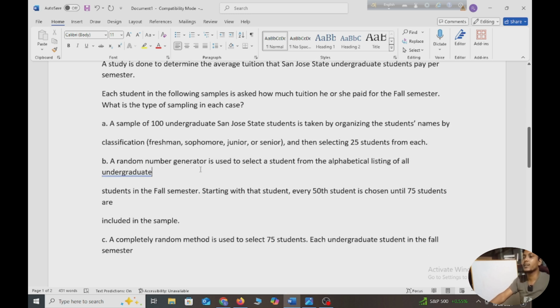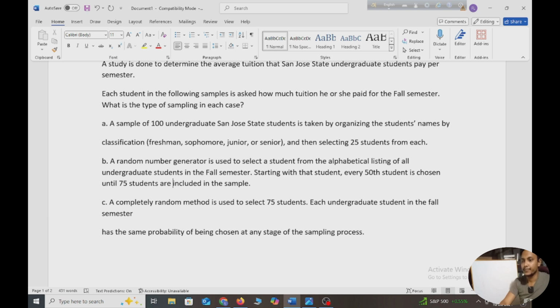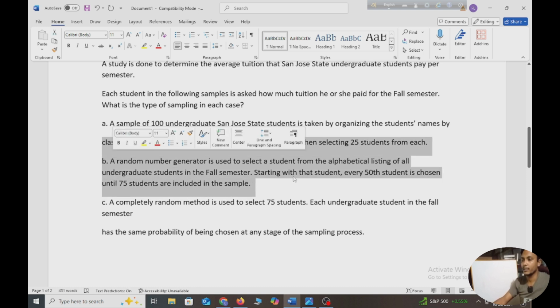A random number generator is used to select a student from the alphabetical listing of all undergraduate students in the fall semester. Starting with that student, every 50th student is chosen until 75 students are included in the sample. So we are using a random number generator, and then we took every 50th student, right? So this is a systematic sample, you can say.